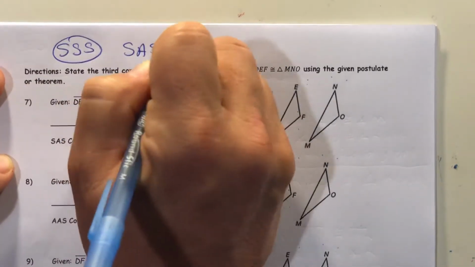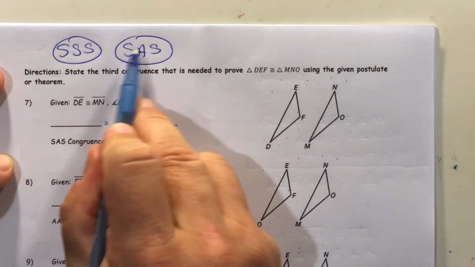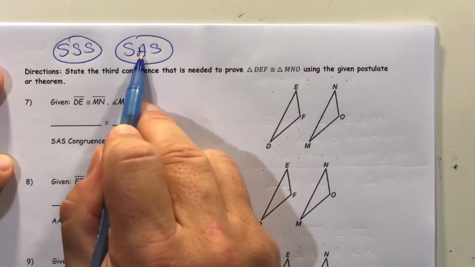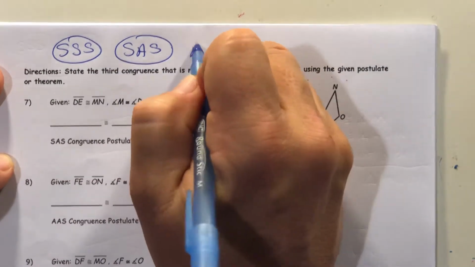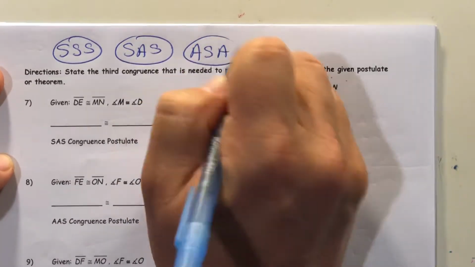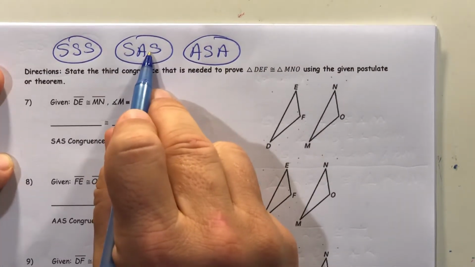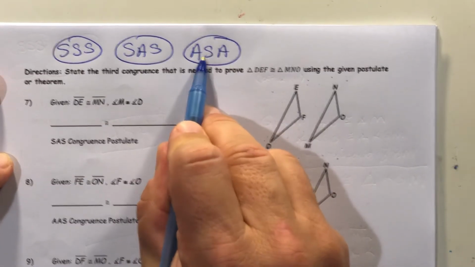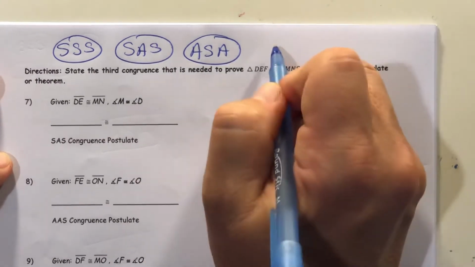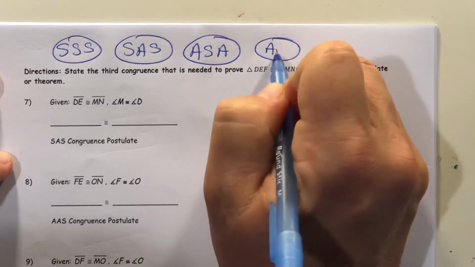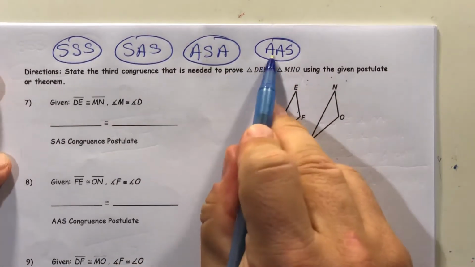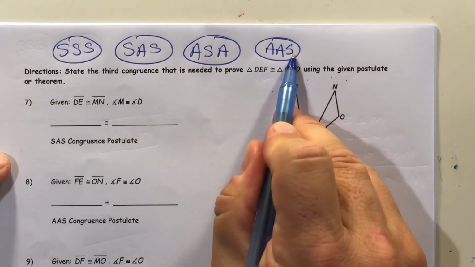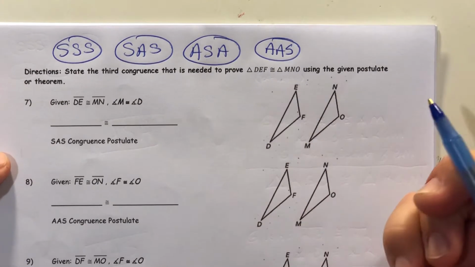side, angle, side, which has the angle between the two sides, right? That would be the included angle. Then we have angle, side, angle, which is kind of the reverse, right? The opposite of this. You would have two angles and the included side, the side between the two angles. And then finally we have angle, angle, side, in which you have two angles and the side not between them, the non-included side.